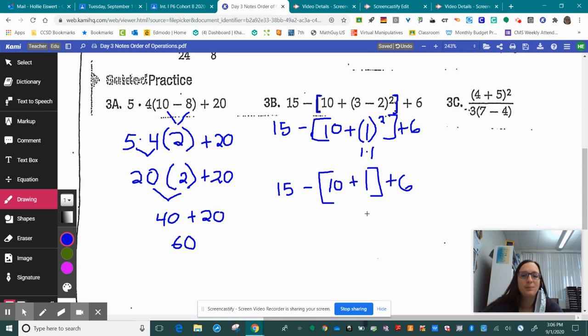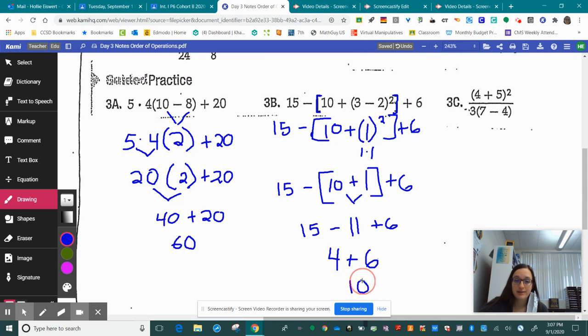All right, from here, we still need to finish within the brackets first. So we have our 10 plus 1, which is 11. Once we have it down to 1, we don't need the parentheses to hold the 11. So we could just bring down our minus and our 15 and our plus 6. So we have 15 minus 11, which gives us 4. And then we bring down the plus, and then we bring down a 6. 4 plus 6, 10.